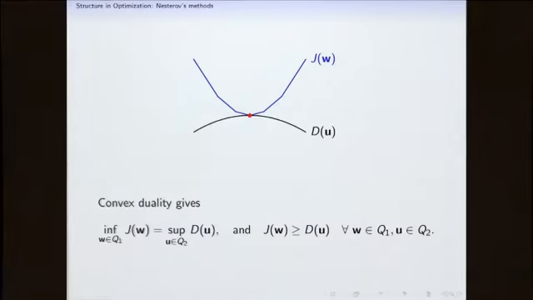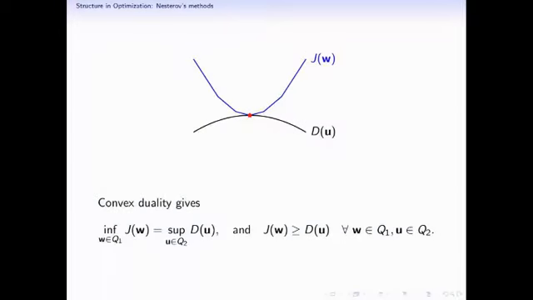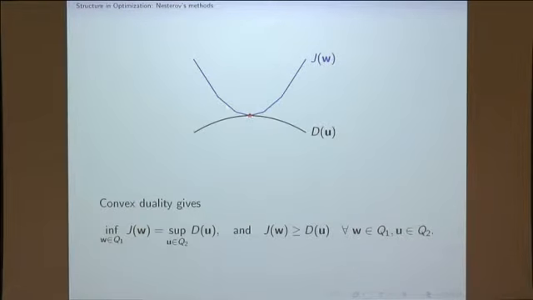So this is how the problem geometrically looks. You have this function j that you want to minimize. It is non-smooth, so it has all these kinks. And there is this smooth function d, which is its dual, and you want to find this optimum. Now, convex duality simply gives you that the primal will always lie above the dual. And so you are trying to get to this red star point.